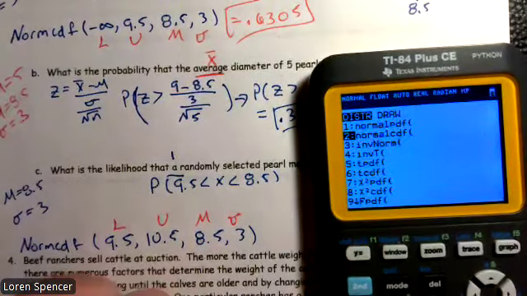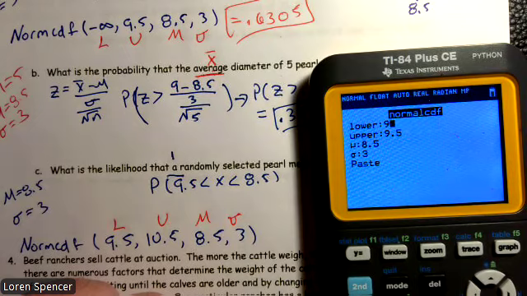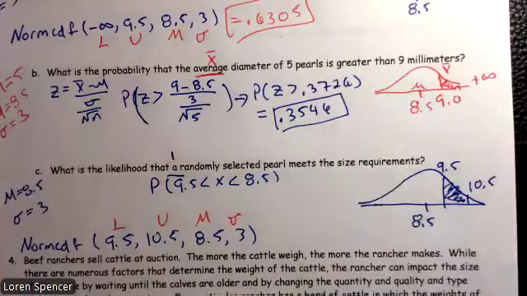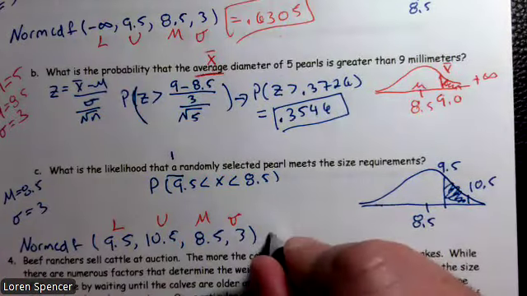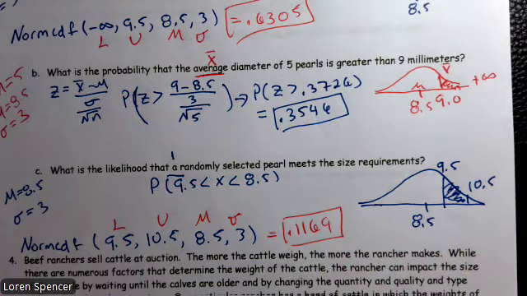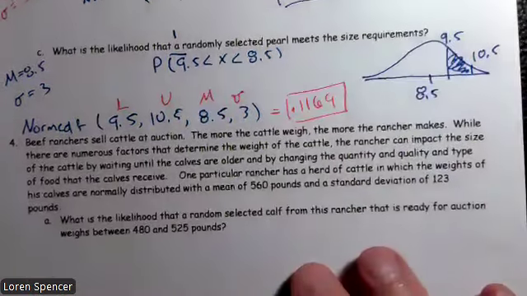Second vars, normal CDF, lower 9.5, upper 10.5, mean 8.5, standard deviation of 3, and we get a probability of 0.1169. Box that answer. We're good with that one.